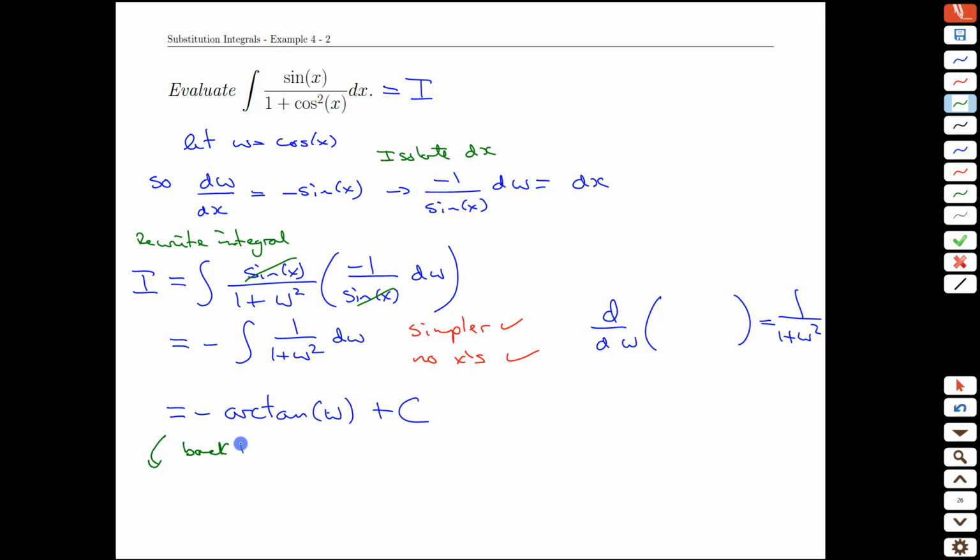We just need to go back to x's, because that was the form of our original integral. So our w was equal to cos, and that would become our antiderivative of that quite reasonably complicated expression up top. Another successful implementation of the substitution method.